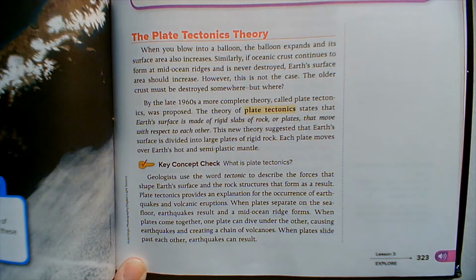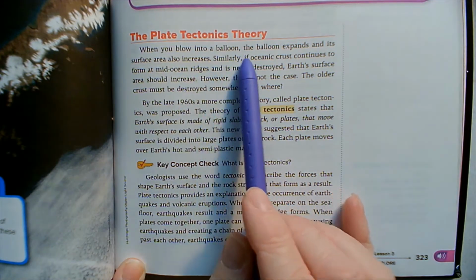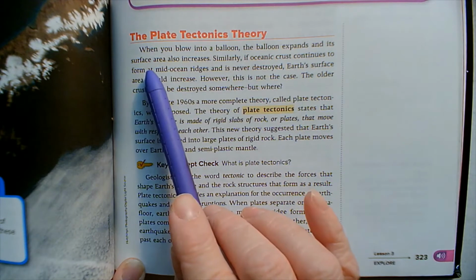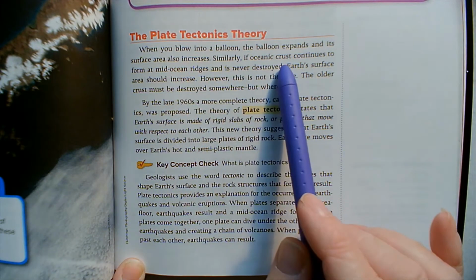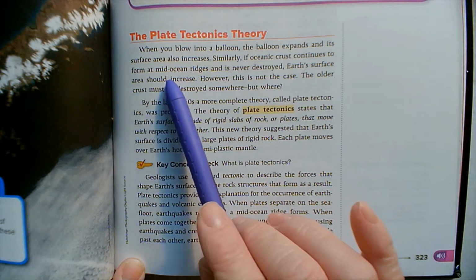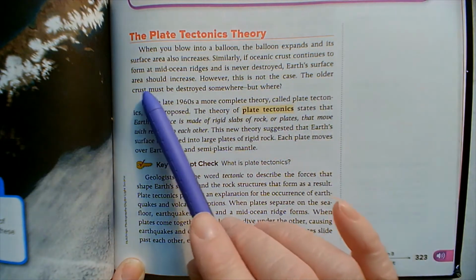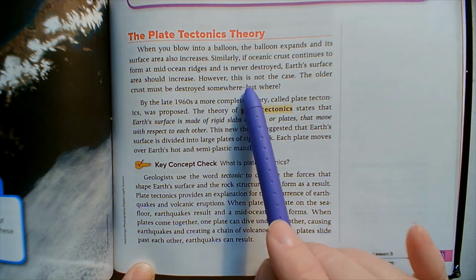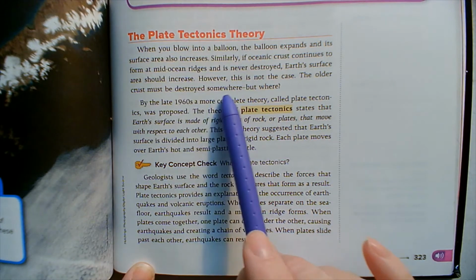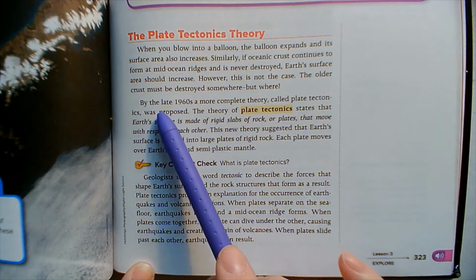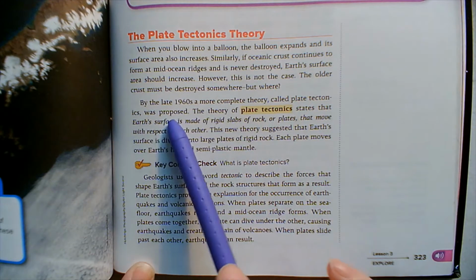Okay, let's look on page 323, the plate tectonics theory. When you blow into a balloon, the balloon expands and its surface area also increases. Similarly, if oceanic crust continues to form at mid-ocean ridges and is never destroyed, Earth's surface area should increase. However, this is not the case. The older crust must be destroyed somewhere. But where? By the late 1960s, a more complete theory called plate tectonics was proposed.